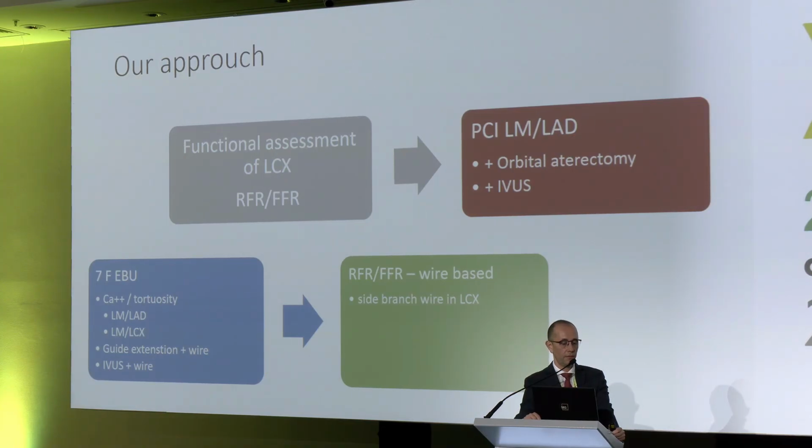We use a 7 French guide catheter. Why 7 French? Because there are several steps that can be a disaster: the calcium, the tortuosity, left main, LAD, circ that we have to manage. Also, if we decide to use some kind of debulking system like rota ablation or orbital atherectomy in both vessels, we can divide the wire from one to the other branch with a guide extension catheter.